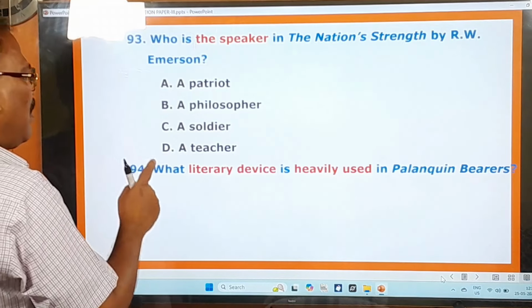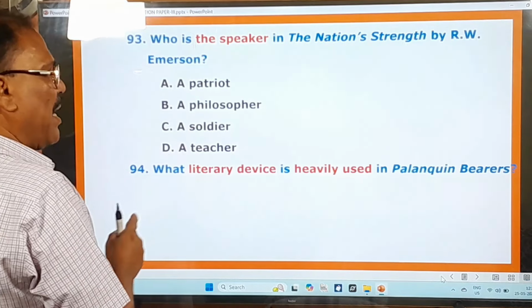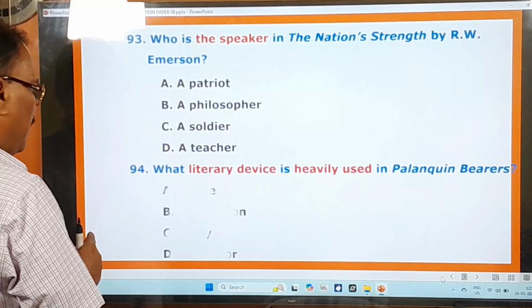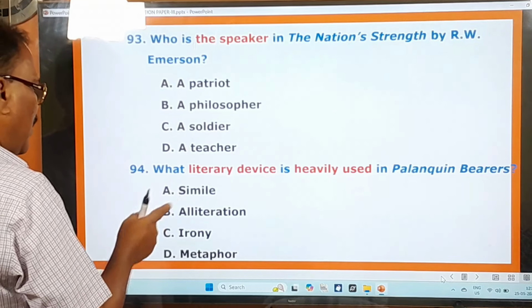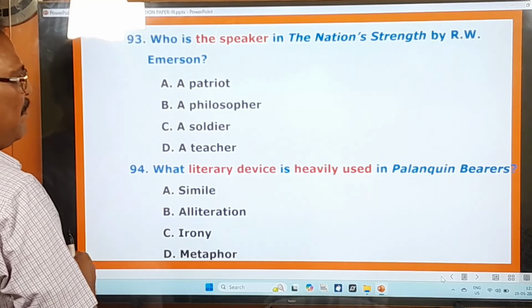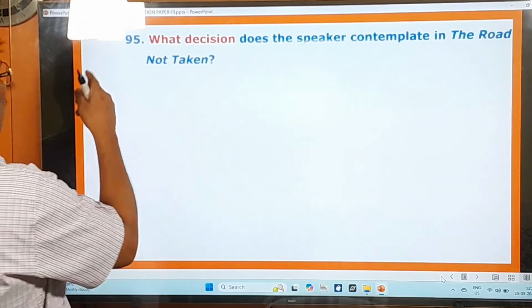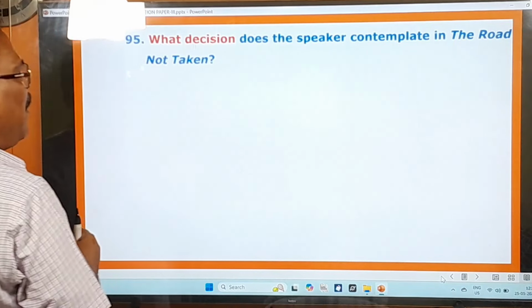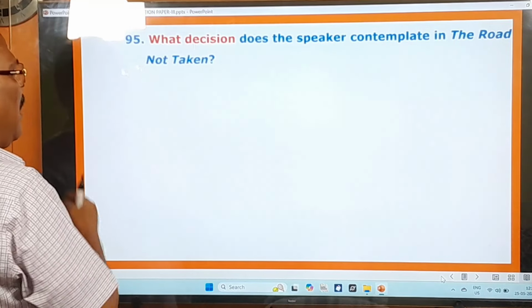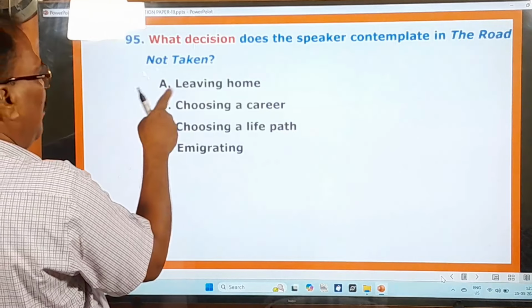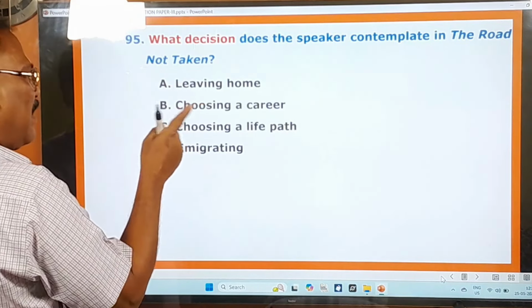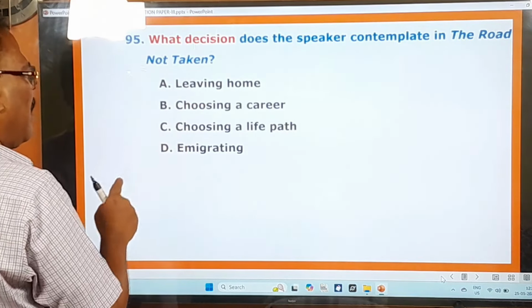94th question. What literary device is heavily used in Palanquin Bearers? Simile, alliteration, irony, metaphor. 95th question. What decision does the speaker contemplate in The Road Not Taken? Leaving home, choosing a career, choosing a life path, emigrating.